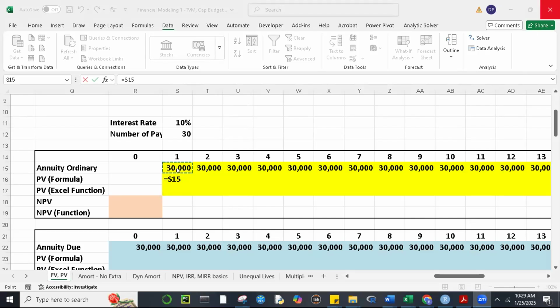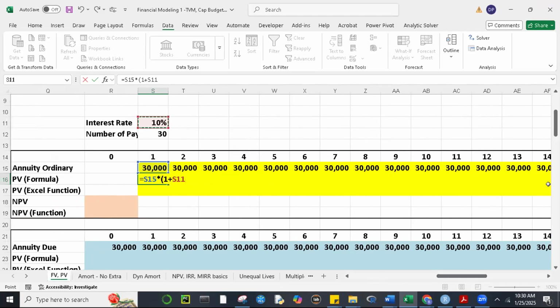So from our viewpoint, 30,000 after 1 year is the future value. And we would like to know how much is this now. So it's 30,000 multiplied by 1 plus the rate. What's the rate? This is the rate. Now, I'll be copying this formula to the right side.